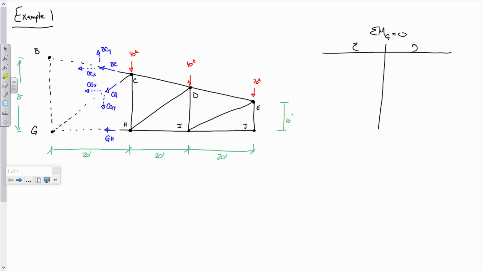All right? Sum moments at G. Okay. Let's see. I didn't leave any loads off, did I? Am I good there? Okay, all right. So summing moments at G.